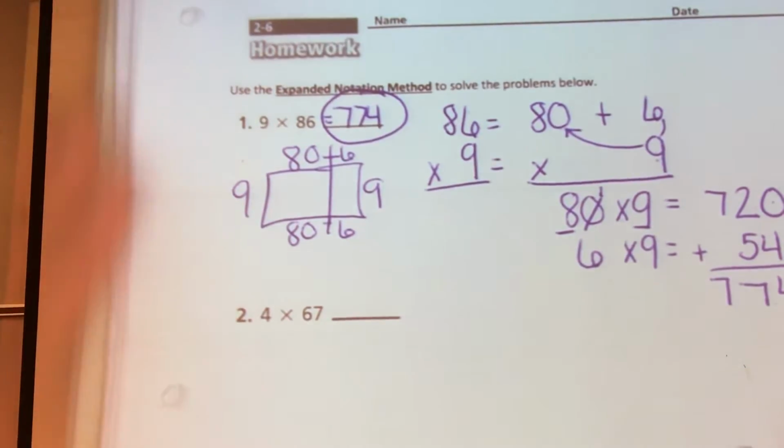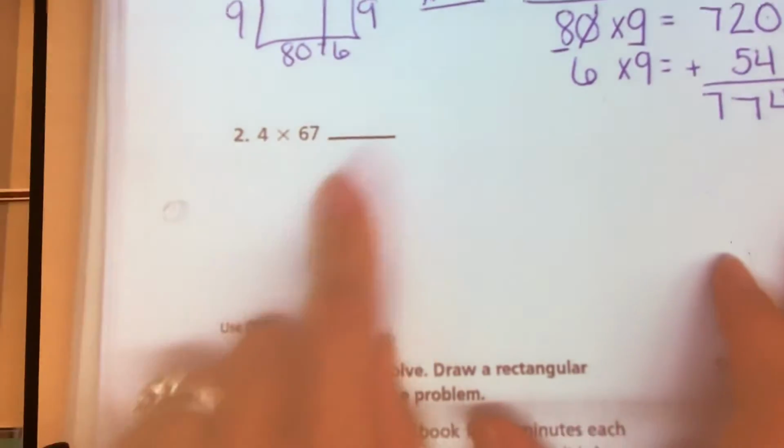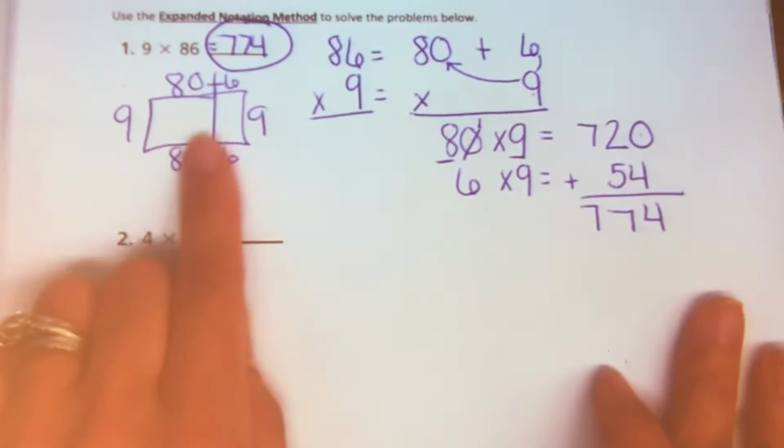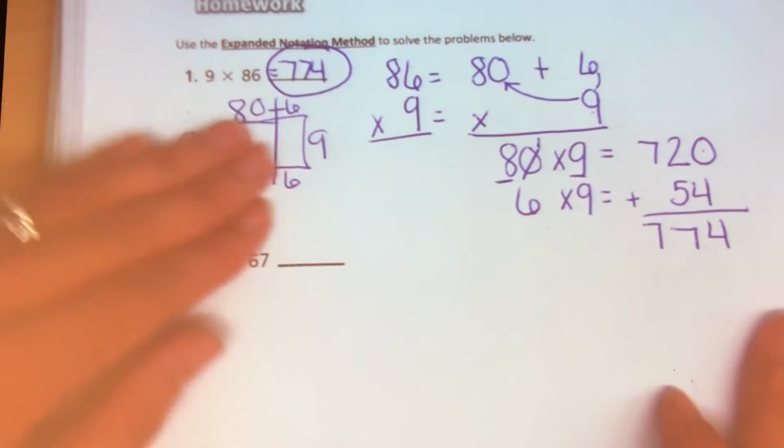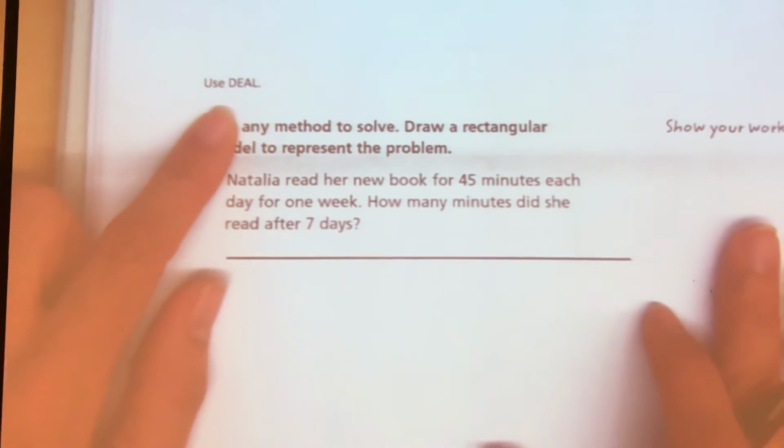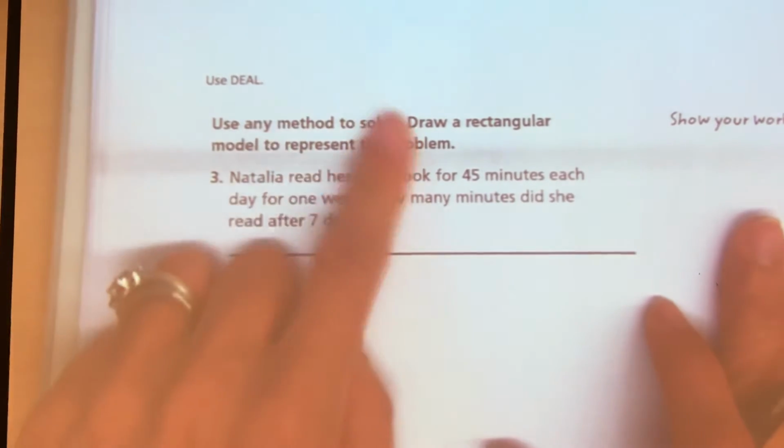Just a quick reminder, when you do your next one, you have to use the expanded notation method. It would look like this. You don't have to have your rectangle unless you like getting your equations from that. When you go down here, make sure you use deal. And then remember that you can use any method for this.